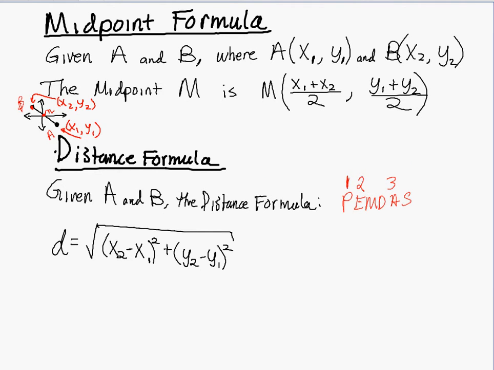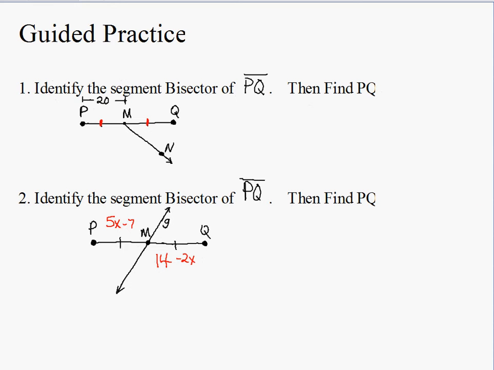Next card. Got to practice. Identify the segment bisector of line segment PQ, and then find the distance between P and Q. So this is the picture that they gave us in the book. We know that line segment PM and MQ are the same distance. So we know that PM is 20.